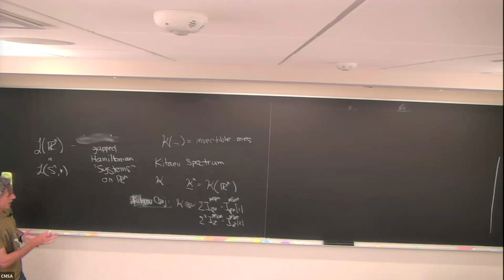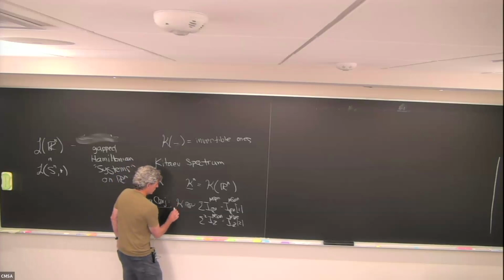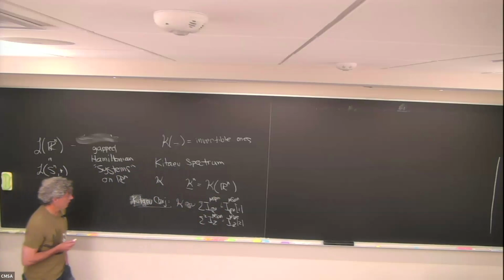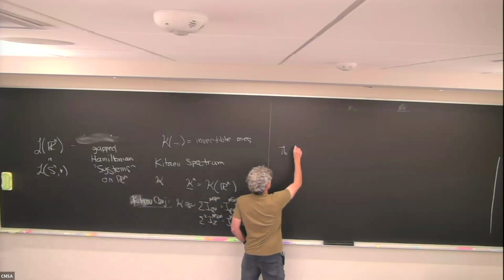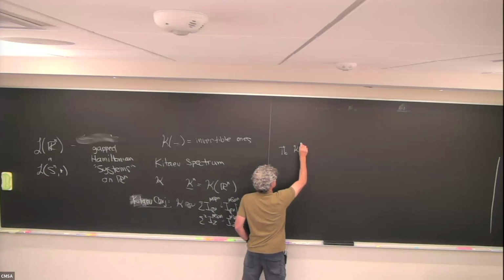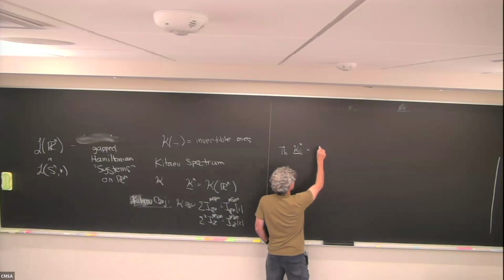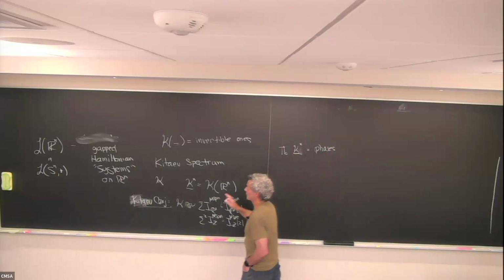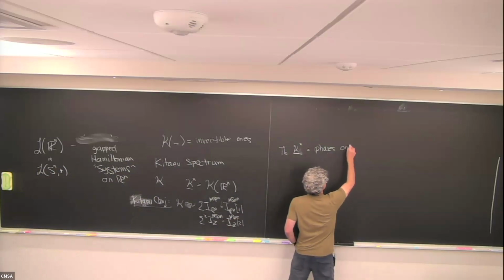But first, before I do that, I want to take a minute and think about what this is telling you and why that's a good thing. So what are the path components of K_n? Those are supposed to be the phases of invertible gapped Hamiltonian systems on R^n.